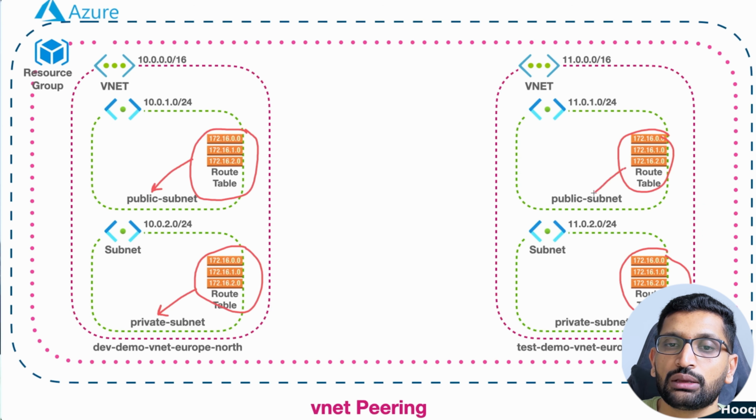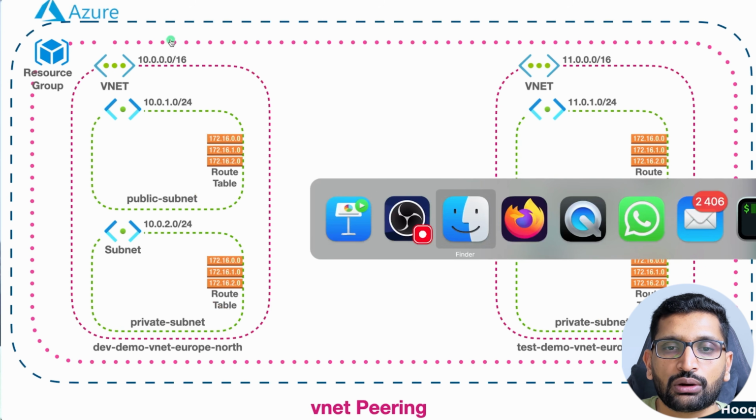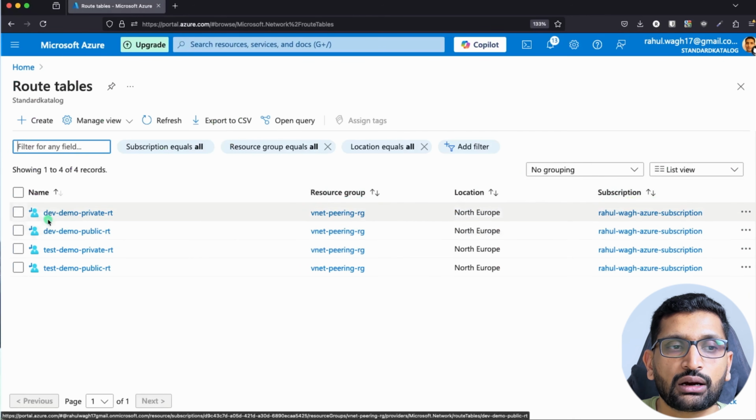We need to just tell them, hey, you are associated with this subnet, and this route table is associated with this subnet. So this association we need to do. Let's get back to our Azure portal, and let's start with our dev demo private route table.